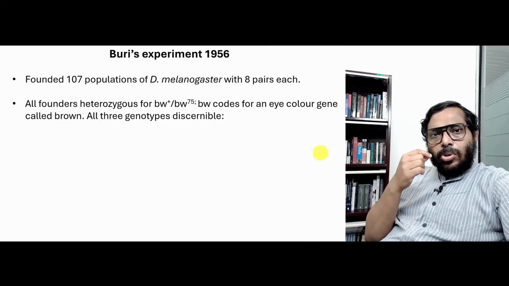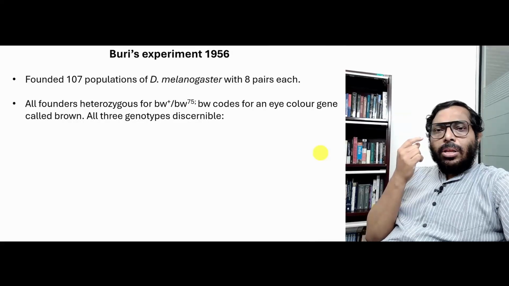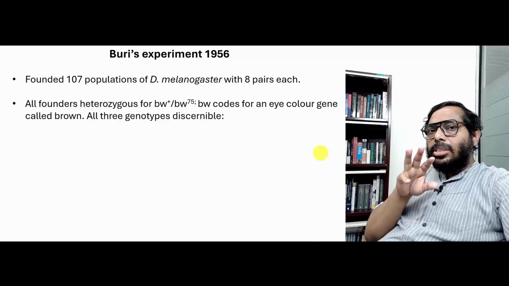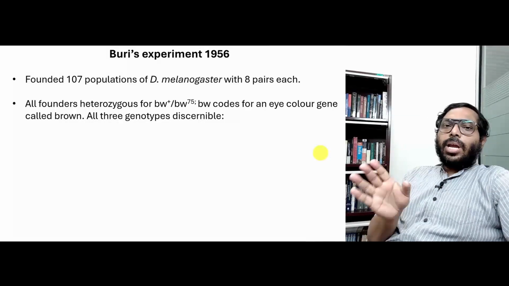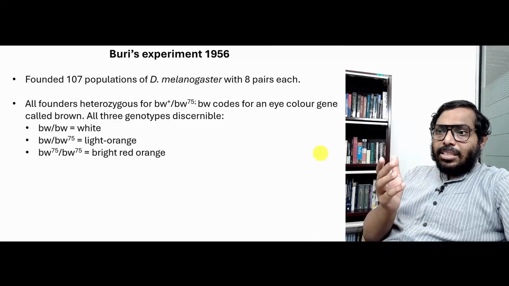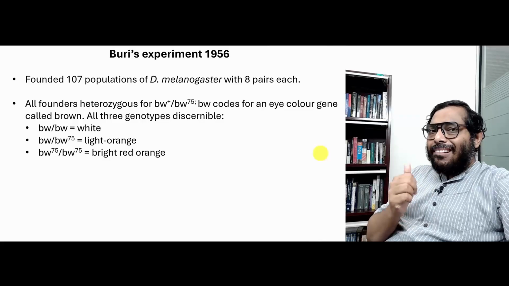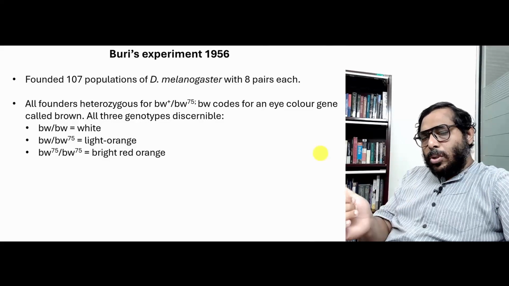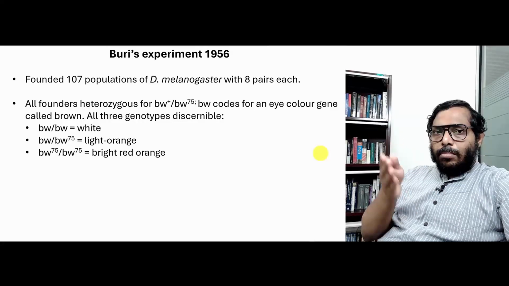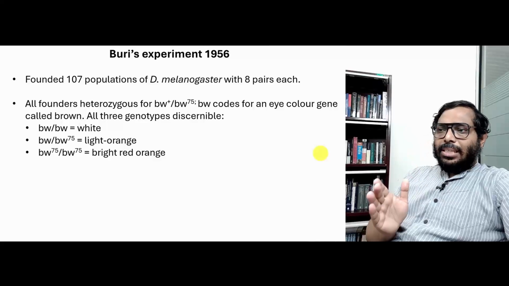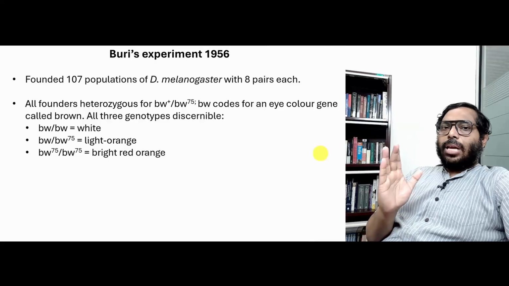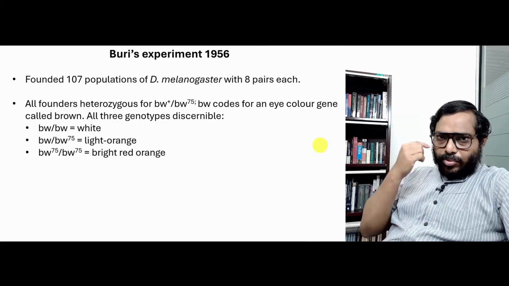Now, the bw gene codes for an eye color, and therefore the beauty of the experiment is that all 3 genotypes are discernible only by looking at the phenotype. You look at the eye color and you know that if it is white, then it is a bw homozygote. If it is bright red orange, then it is a bw75 homozygote, and if it is a light orange color, then it is a bw/bw75 heterozygote. So, he starts the entire experiment with the heterozygote, so everybody is light orange in eye color.